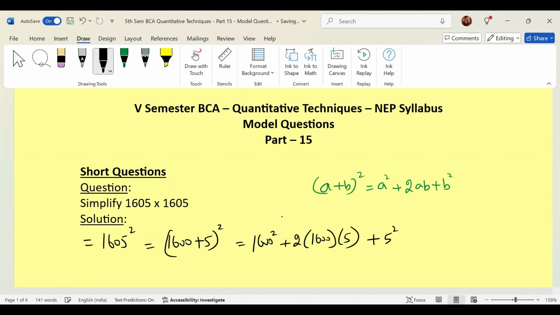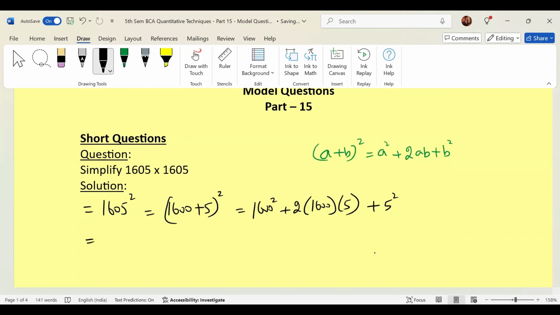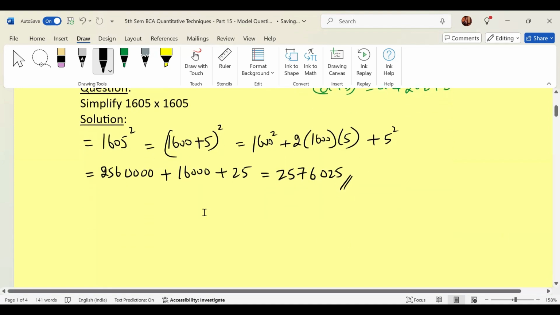is 5 square here. So that will be equal to 1600, 16 square is 256. Since there are 2 zeros, it will become now 4 zeros. Plus 2 into 5 is 10. 10 into 1600 becomes 16,000 plus 25. So if we add all these three terms, we will get 2576025. So that will be the solution for this question. Let us move on to the next one.